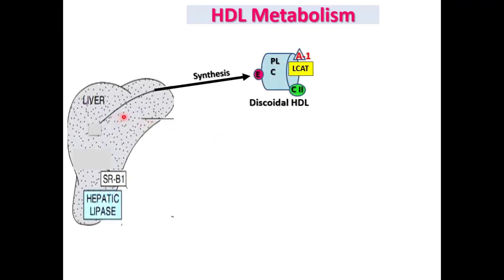HDL is synthesized from liver as well as from intestine, as small protein-rich nascent particle. This contains primarily phospholipid, and here phospholipid largely of phosphatidylcholine, which is also called as lecithin, is found. It has a relatively little amount of cholesterol. The major apolipoprotein here is ApoA1. It also has ApoC2 and ApoE.